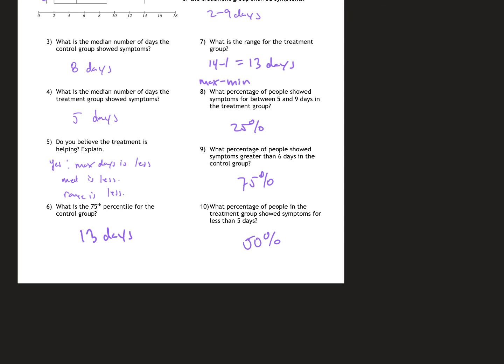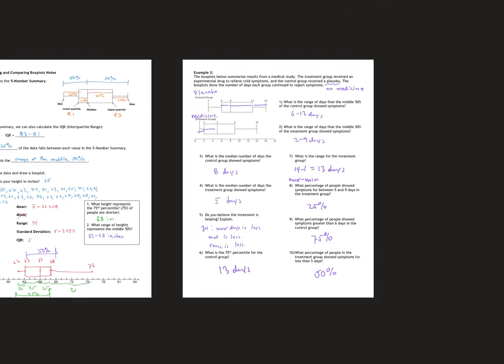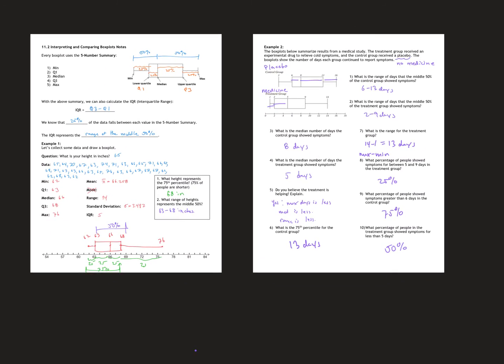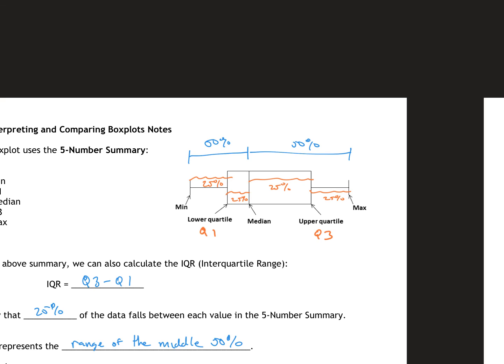So just reading, analyzing, understanding what we're talking about here. The middle 50% is your IQR. Each little piece is 25%. This is key right here in understanding what's going on. So 75th percentile would mean there's 75% less than them, and so on and so forth.